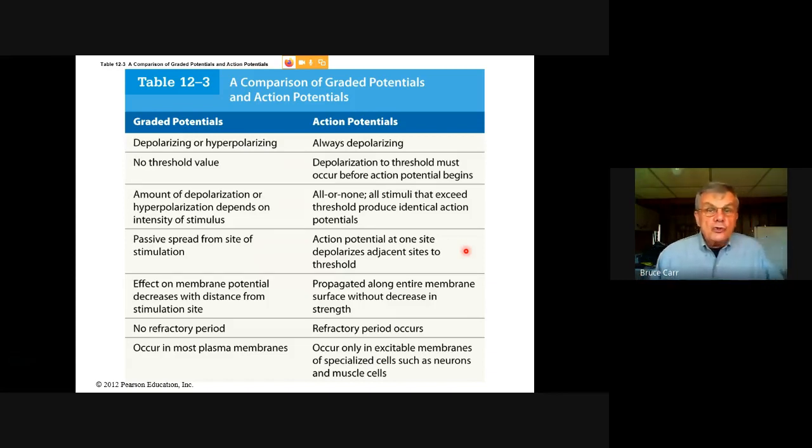It's all or none. Once you reach the action potential on one portion of the membrane, it is a strong enough effect that it pops the sodium gates in ever widening circles around the entire body of the cell and down the axon to the telodendria. It will reach the telodendria and their vesicles with neurotransmitter. The action potential at one site will depolarize adjacent sites to threshold. So it is self-propagating rather than a limited passive stimulus.